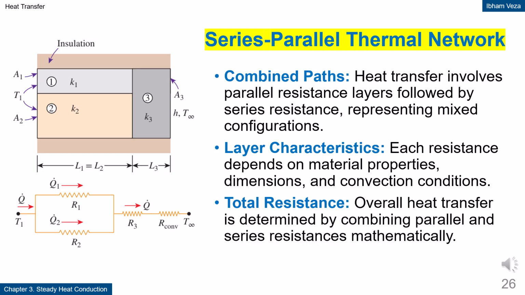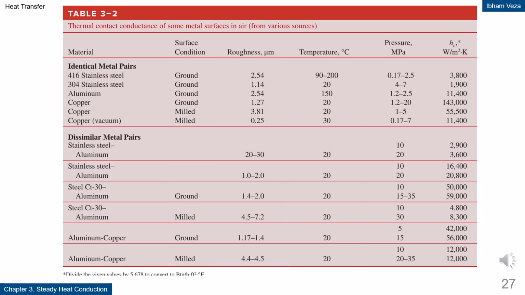The total resistance is calculated by mathematically combining series and parallel rules. This configuration is very common in real insulation systems. Thermal contact conductance data table. This table shows variations of contact conductance for different metal pairs and surface conditions.